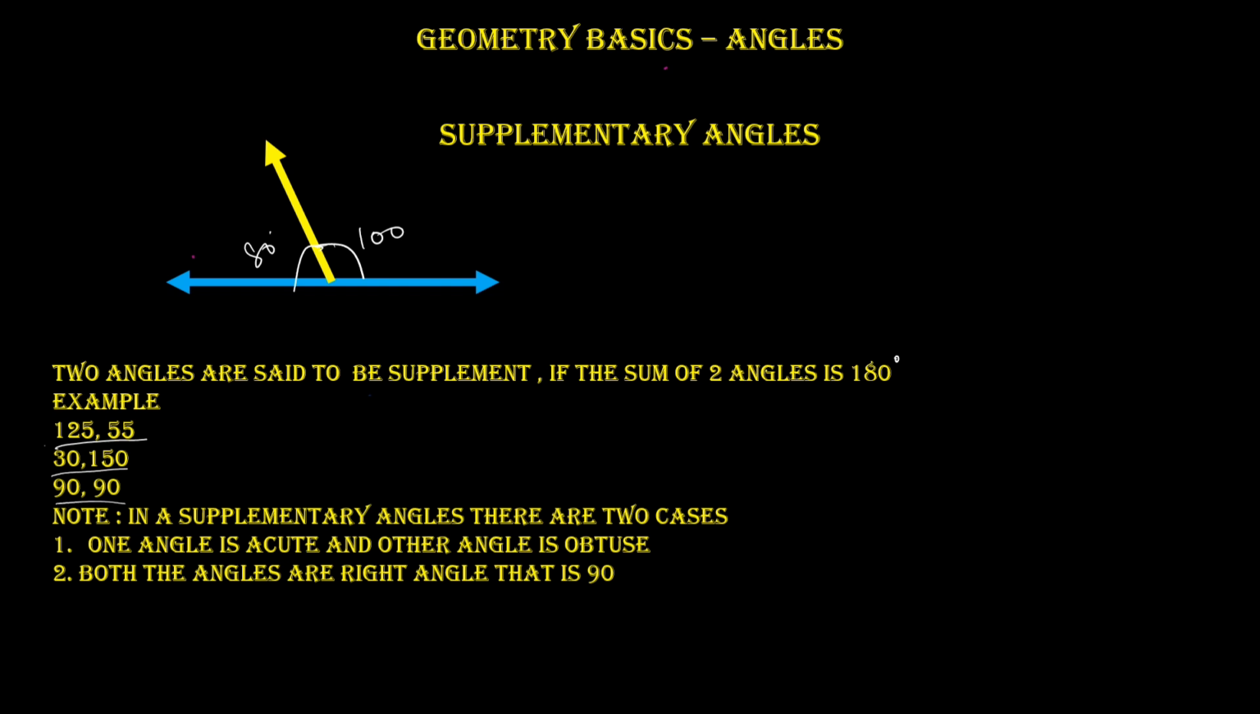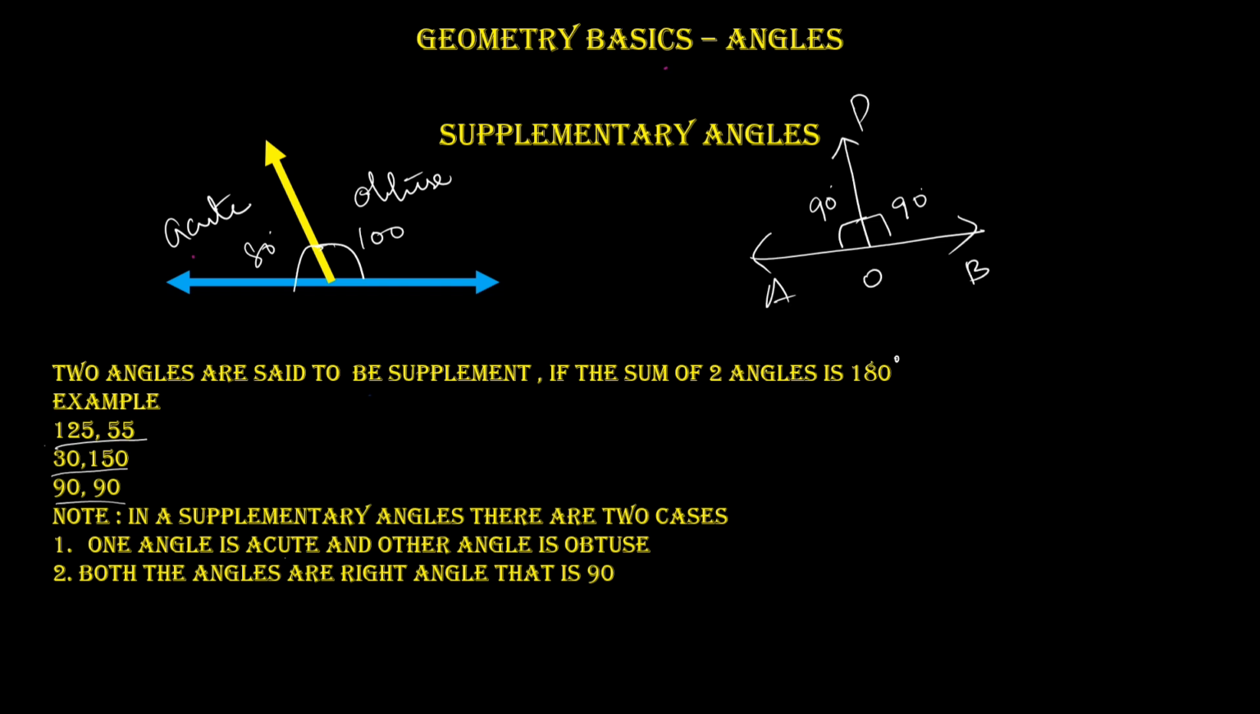Note, in a supplementary angle there are two cases. What is the first case? One angle is acute and another one is obtuse. If you see, 80 degree is acute here and 100 degree is obtuse, right? And both the angles may be right angles. If you take 180 degree, this may be 90 and this may be 90, and they will form 180. So AOB is 180 with two right angles on both sides.